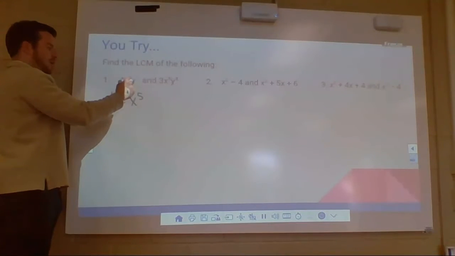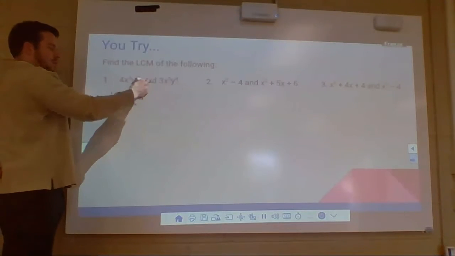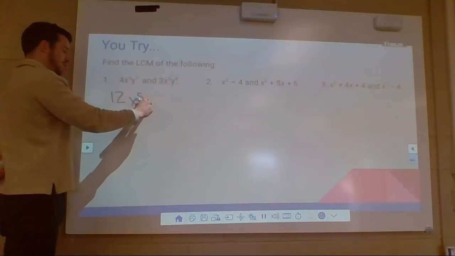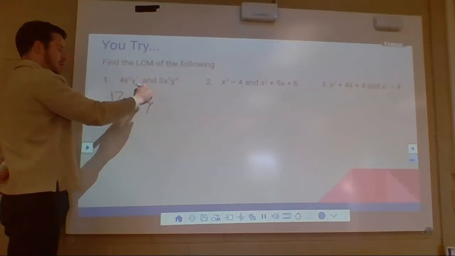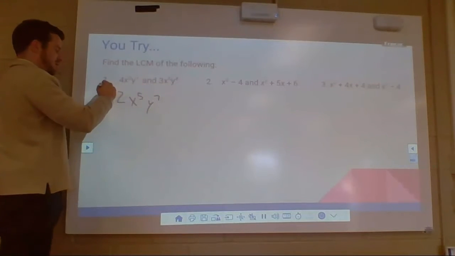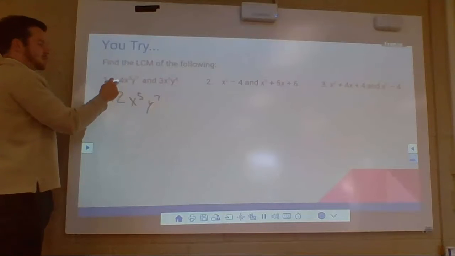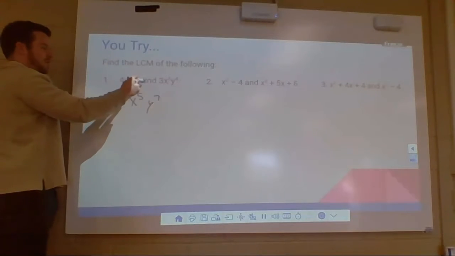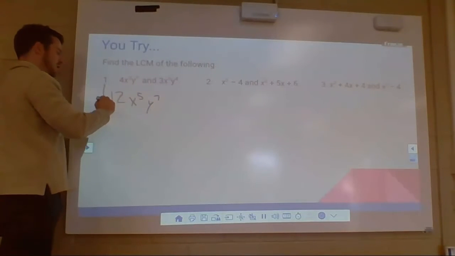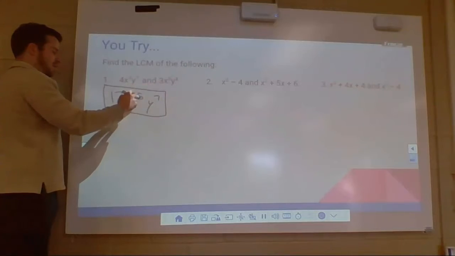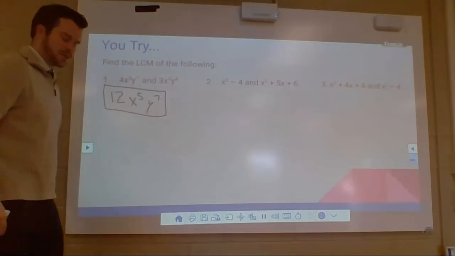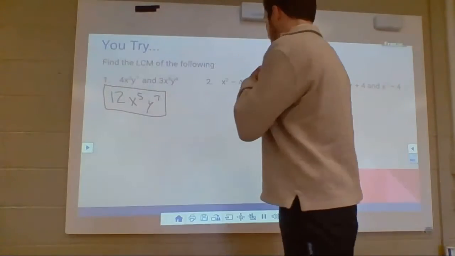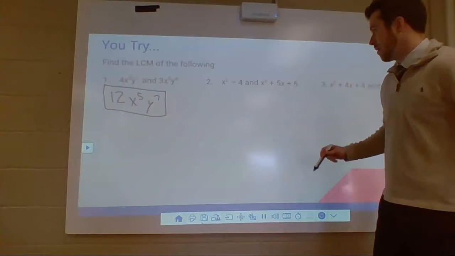Well, then for y, we have y to the 7th and y to the 4th. Remember, we're going to go with the highest exponent of y. So we'll go with y to the 7th because it's the highest exponent. So the least common multiple of 4x cubed y to the 7th and 3x to the 5th y to the 4th is 12 x to the 5th y to the 7th. Okay? All right.